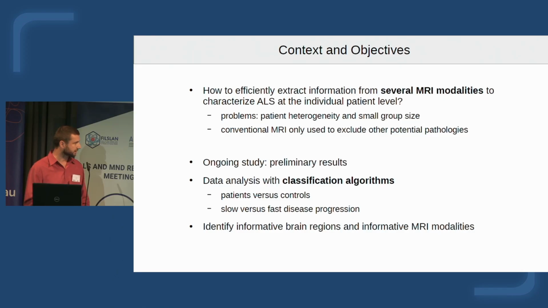As in the two previous presentations, we are going to look at classification for prediction. I'm going to present two types of classification: patients versus control, and also stratification of the patients between slow and fast progression. Meanwhile, our techniques can also identify brain regions that are informative for the different classifications.